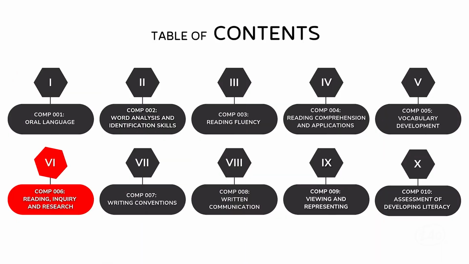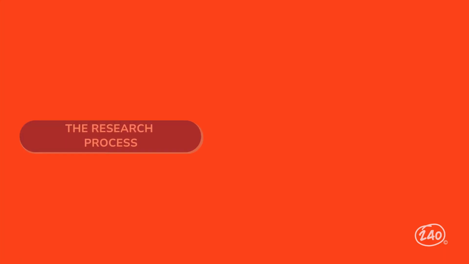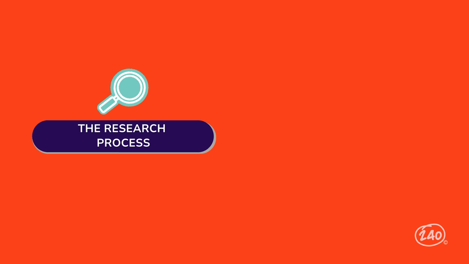Competency 6 is reading, inquiry, and research. I'm sure you're inquiring about what you'll need to research to pass this section. Well, sit back and relax because that's what I'm here for. We need to teach students the valuable skills of finding information from a variety of sources to answer questions. Here are the basic steps to the research process.